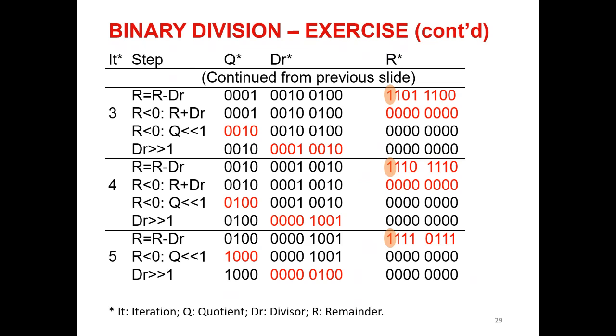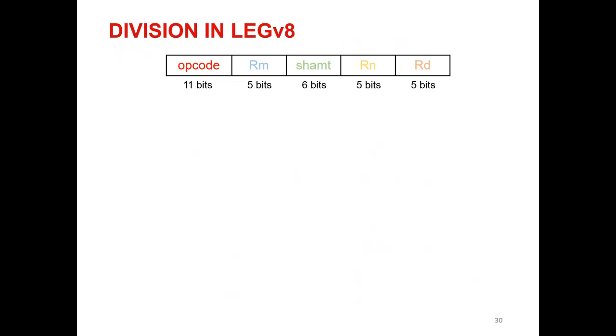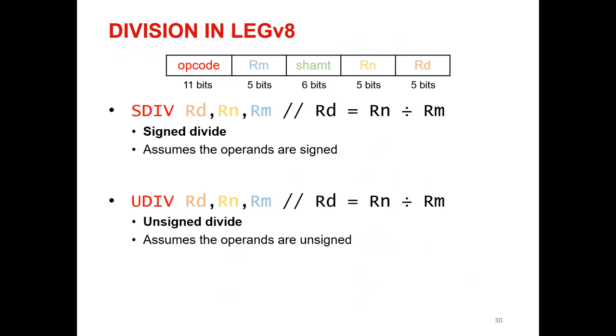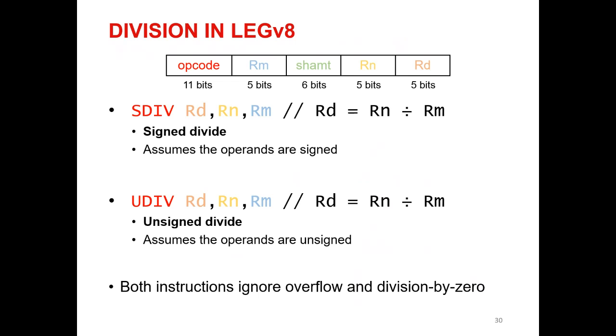What I want to show you now is how we do this in LEGv8, similar to what we have done with the multiplication. We have an R format instruction. In this case, we have signed divide and unsigned divide, depending on whether the operands are signed or unsigned. Both instructions ignore overflow and division by 0, so the programmer needs to take this into account.